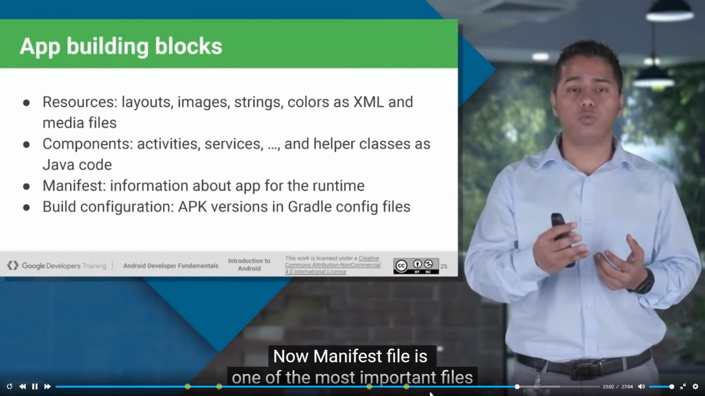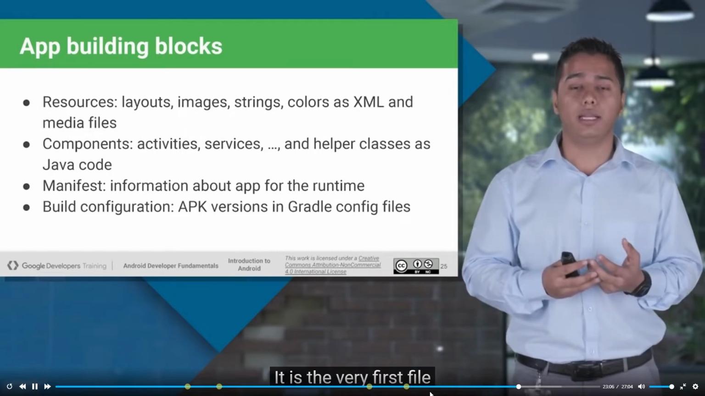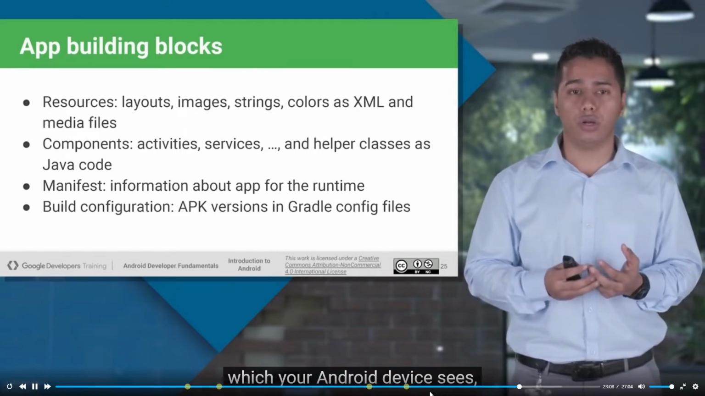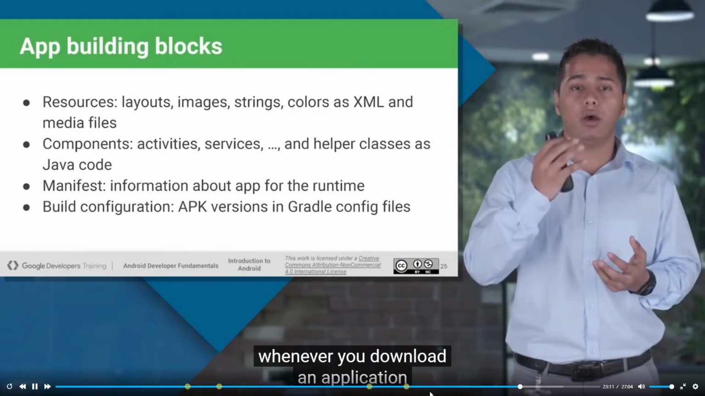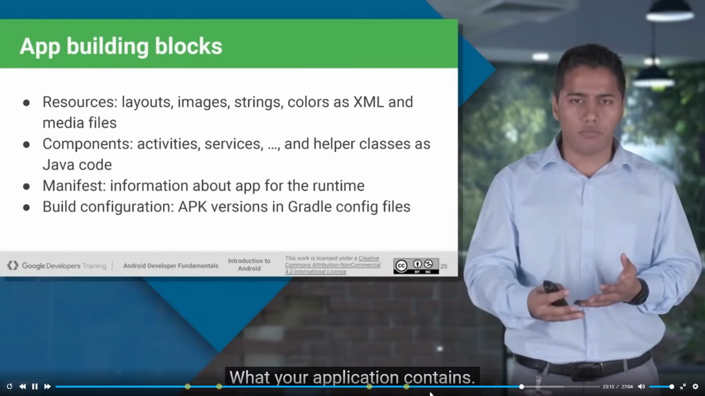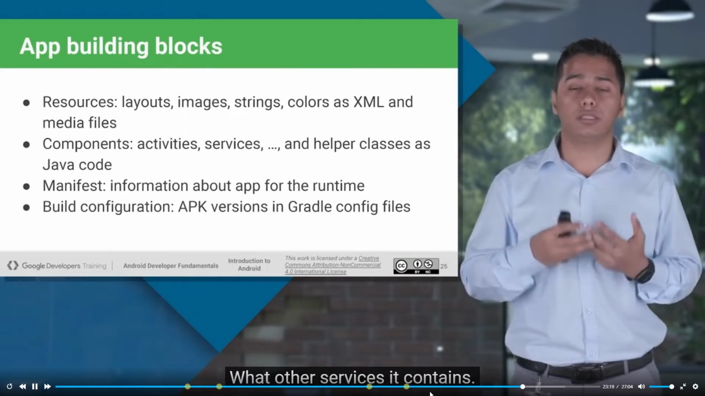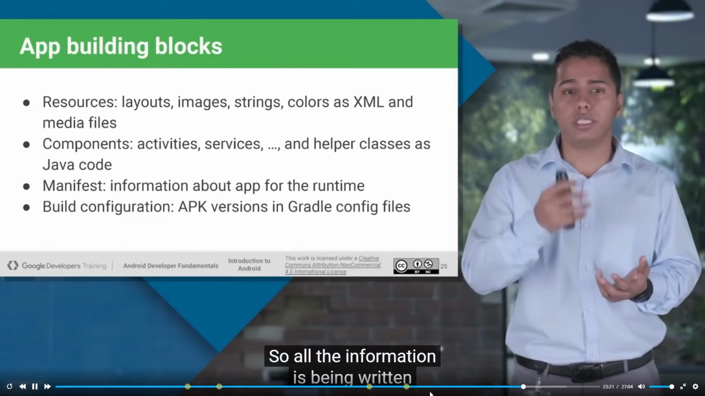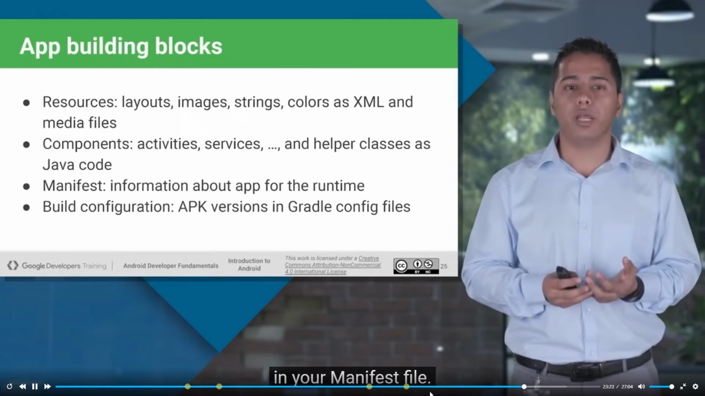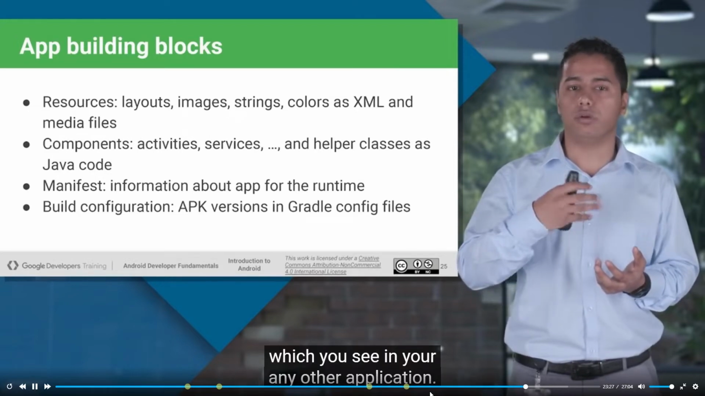Now, manifest file is one of the most important files in your Android application development. It is the very first file which your Android device sees whenever you download an application. It gives you the information about your application itself, what your application contains, how many screens it contains, what are the services it contains. So all the information is written in your manifest file. It's kind of a configuration file which you see in any other application.